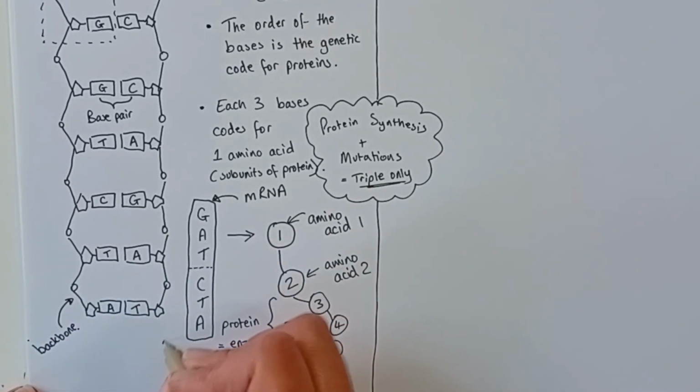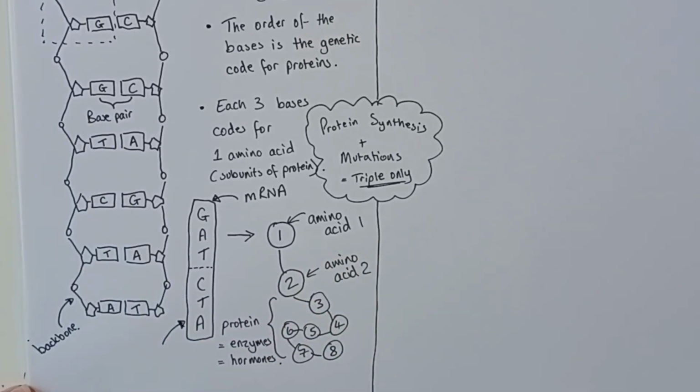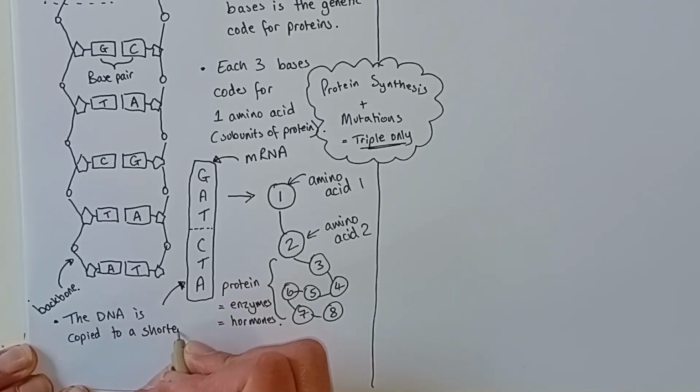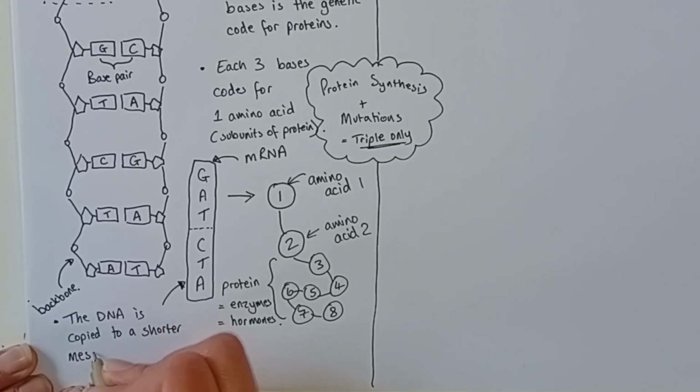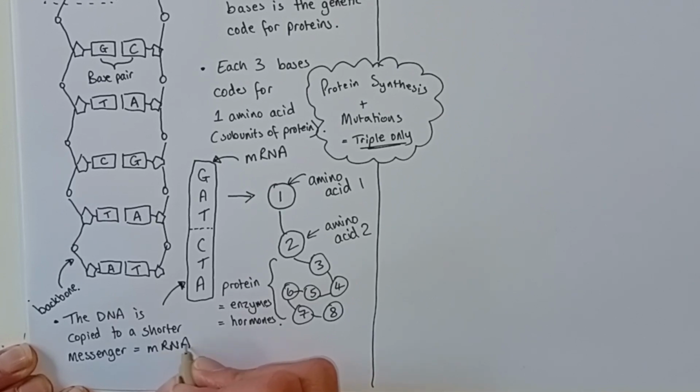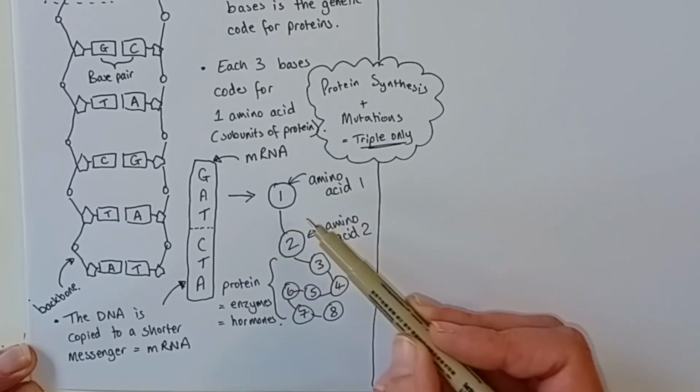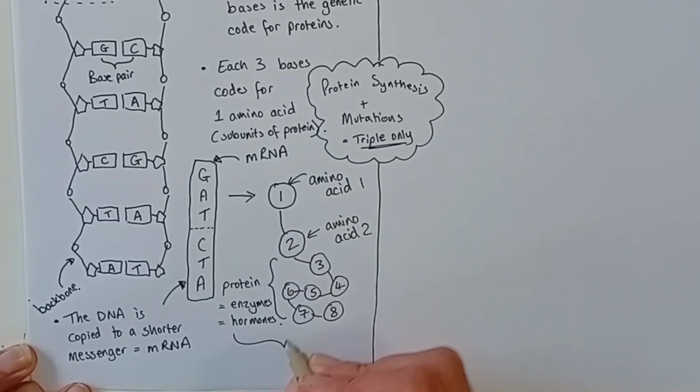So this was our messenger RNA. It was a shortened copy of the DNA. So the DNA is copied to a shorter messenger, which equals mRNA. And the mRNA goes off to the ribosome, and it's the ribosome where the amino acids join together. So this happens in the ribosome, out in the cytoplasm.